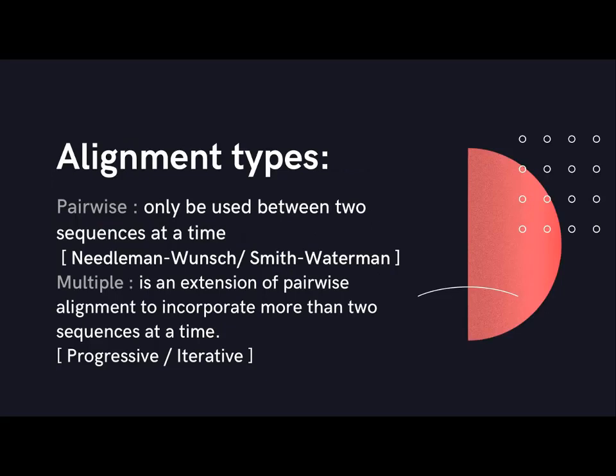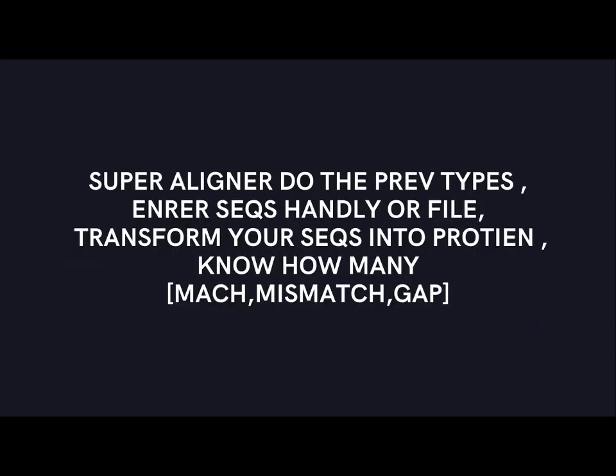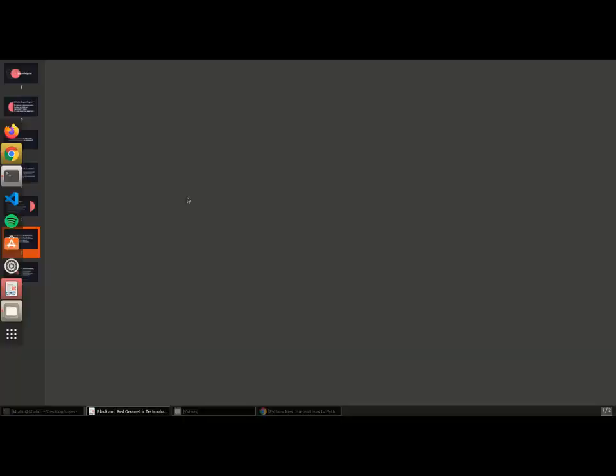Now, how many types of alignment do we need? Actually, there are only two types of alignment. First, pairwise alignment, which is only between two sequences, and multiple alignment for three or more sequences. By using more than one algorithm, we built a tool that combines the pairwise and multiple alignment algorithms in one place to make alignment easier. And that's how our aligner tool came to life. So let's test it.